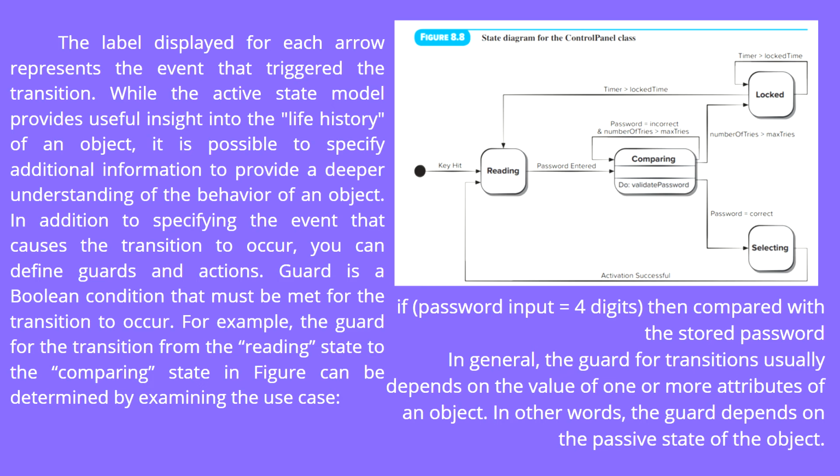For example, the guard for the transition from the reading state to the comparing state in the figure can be determined by examining the use case: if password input equals 4 digits, then it is compared with the stored password. In general, the guard for a transition usually depends on the value of one or more attributes of an object. In other words, the guard depends on the passive state of the object.